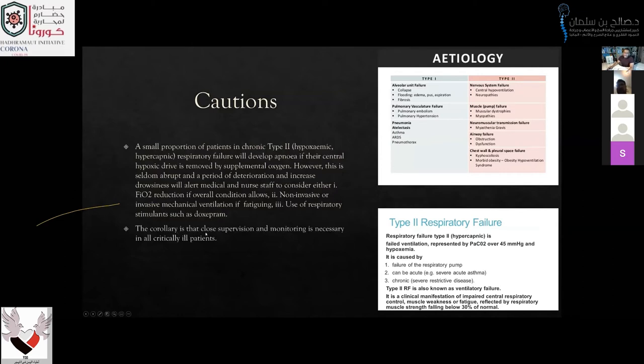Corollary: close supervision and necessary monitoring is necessary in all critically ill patients, or you will lose your patient.